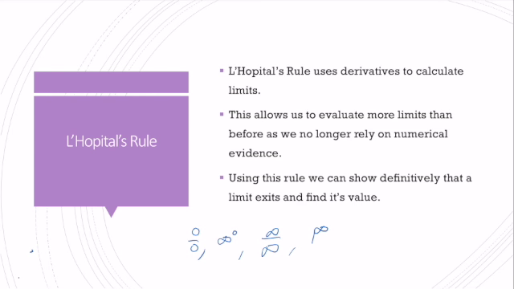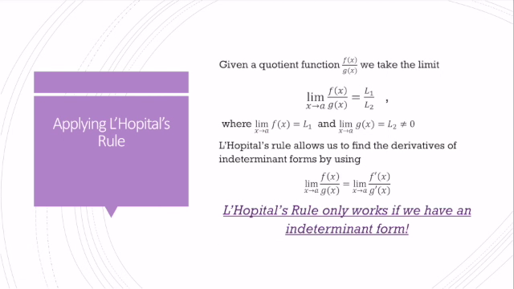So here, if I have a function and the limit goes to a, and I have an indeterminate form, I can take the limit, as x goes to a, of the derivative of the numerator over the derivative of the denominator. Special note, we are not using the quotient rule. We're treating our numerator and our denominator separately.